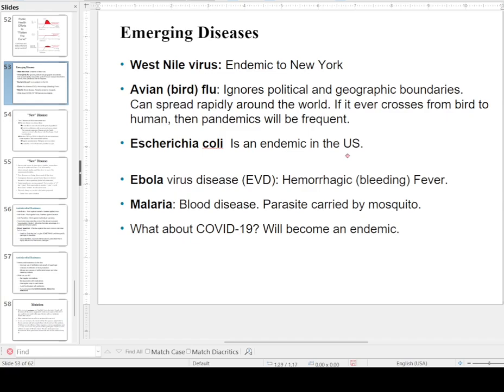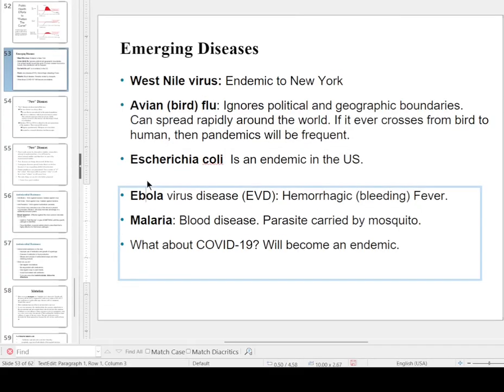Here are some known diseases that are sweeping around the world. It rears up its ugly head from time to time. This one was in the news just recently. And so, again, we have to support our public health officials.